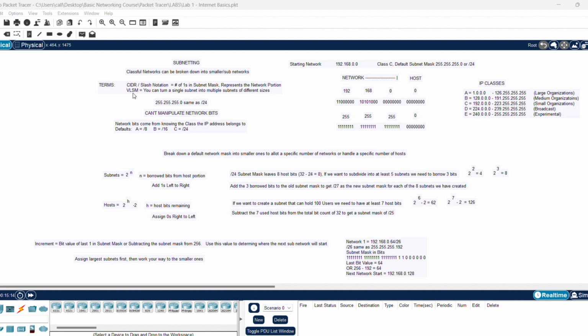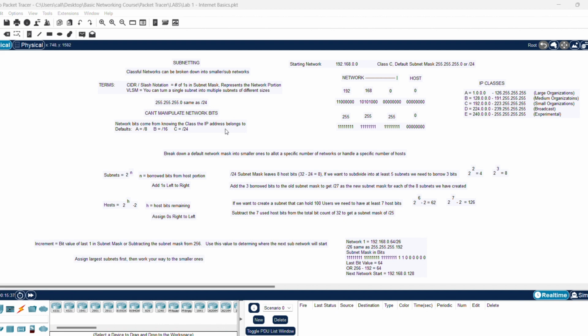Another term you might hear is VLSM, or variable length subnet mask. Basically what that's saying is you could turn a single subnet into multiple subnets of different sizes, or that all of your subnets don't have to be the same size. You can allot one subnet for 100 users, and then the subnet directly following it could be allotted for 30 users, stuff like that.